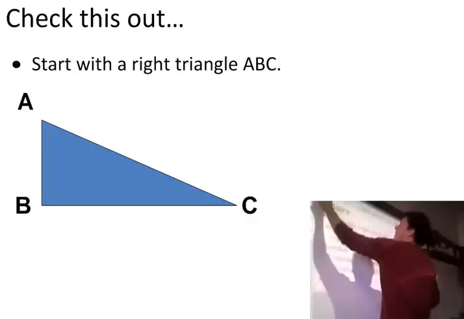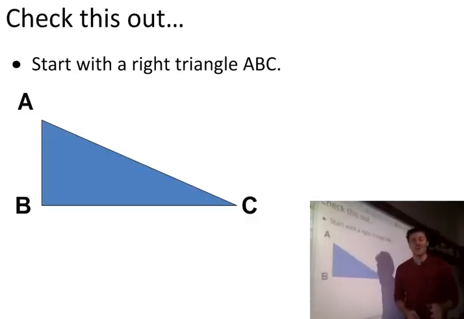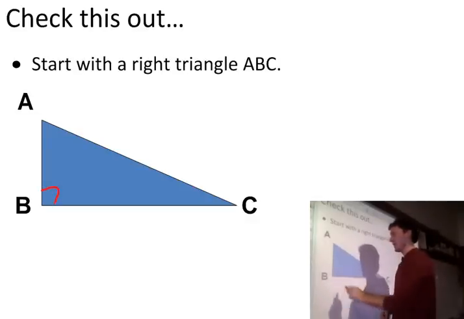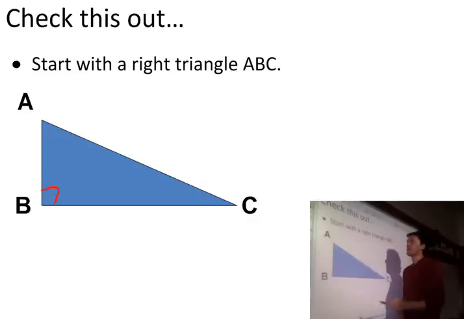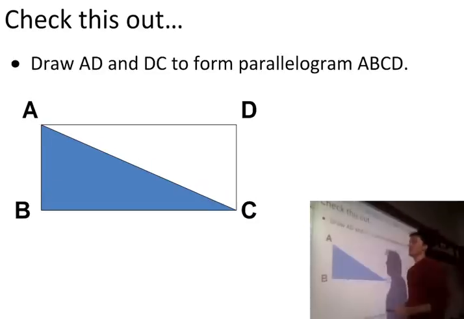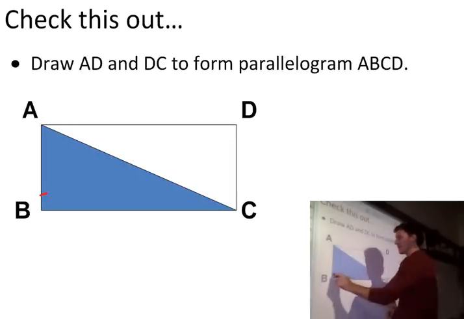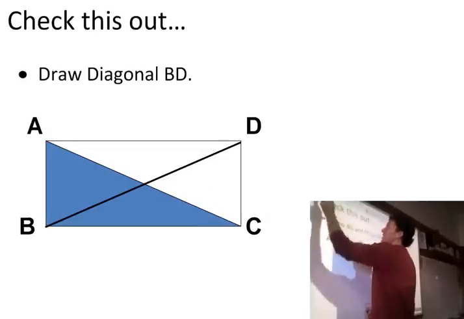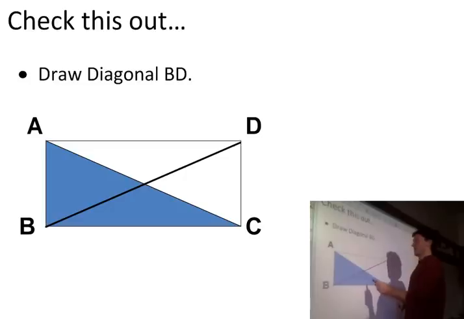All right. Now, one last theorem I want to show you. You don't have to write this down, but we're going to start with the right triangle ABC. Okay, so it's got a right angle there. And here's what I'm going to do. I'm going to draw in AD and DC. So I formed a parallelogram. Now remember, this was a right angle, and I formed it with just another right angle on top. So all of a sudden we've got a rectangle. I draw in another diagonal, BD.